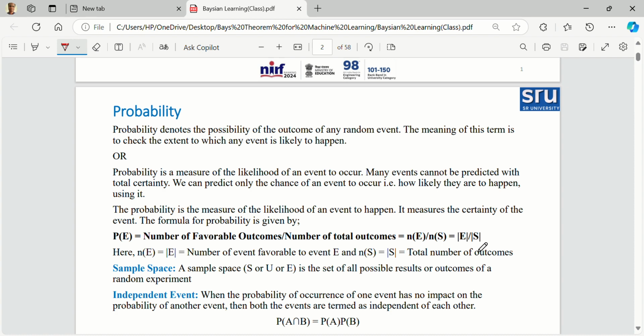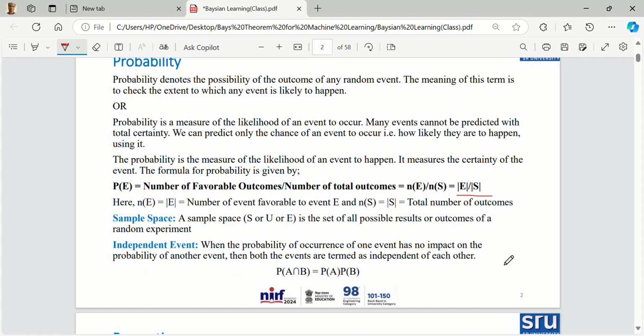The formula is: the probability of the event E is equal to the cardinality of E divided by the cardinality of S. And what is the cardinality of E? It is the number of events or outcomes favorable to the event E. And what is the cardinality of S? The total number of outcomes.